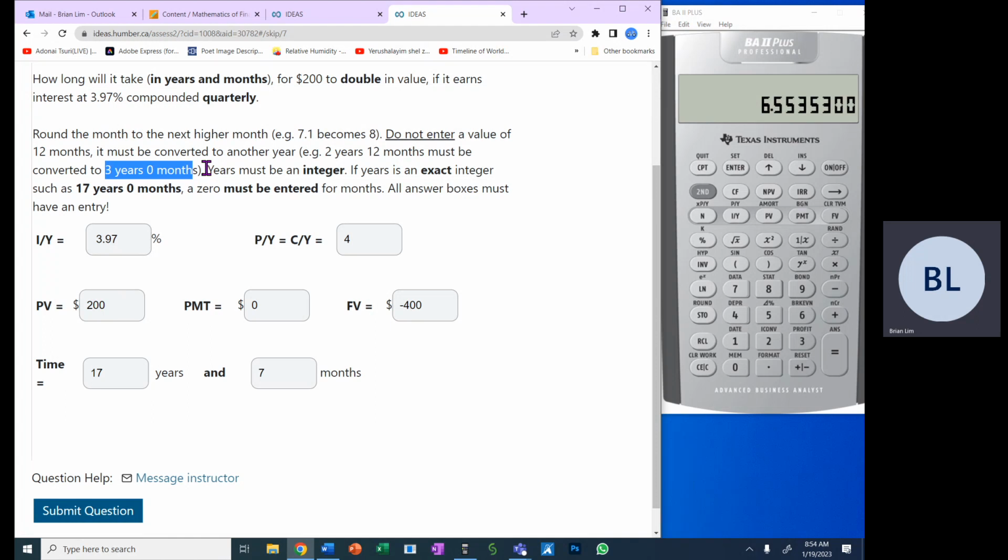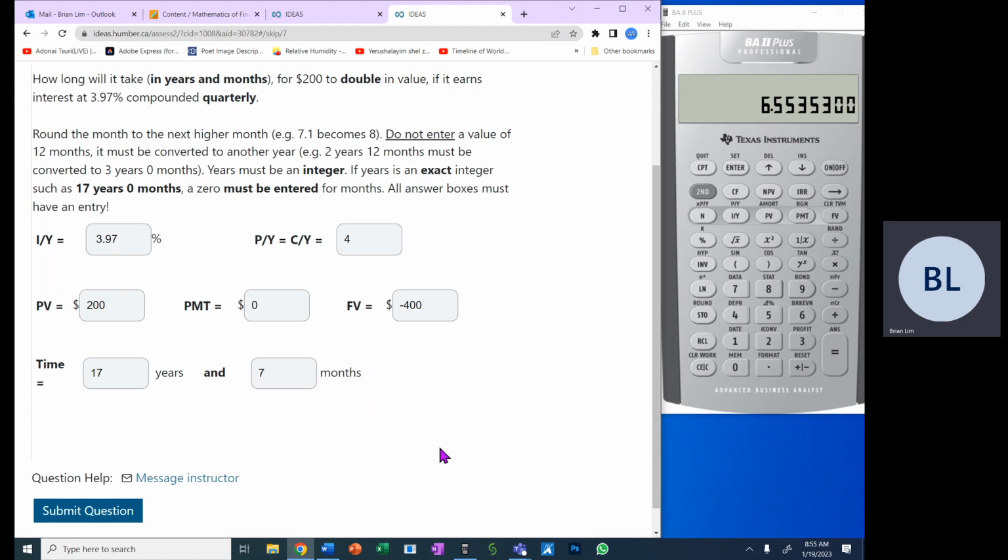All right, years must be an integer. That is very true. You can only have a whole number of years. But if years is an exact integer, such as 17 years, 0 months, a 0 must be entered for month. All answer boxes must have an entry.